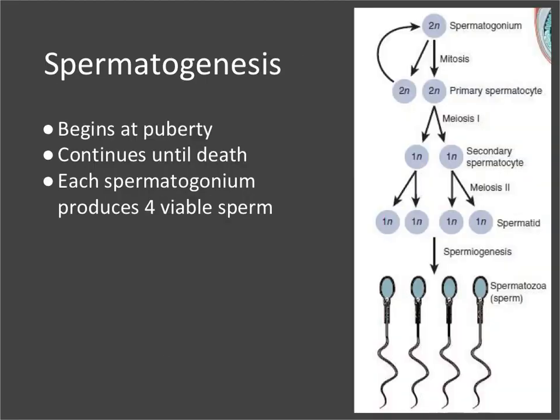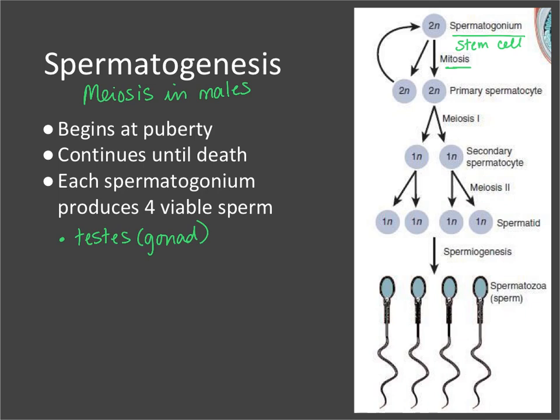So let's talk about spermatogenesis, which is just meiosis happening in males. So meiosis in males. And remember that it's occurring in the testes. So the testes are the male gonad. And so in the testes, we have the spermatogonium, which is that stem cell, which we also call that germ cell. And remember, that cell goes through mitosis first. And in doing so, it creates a replacement for itself. And it creates a cell that can then go through meiosis.